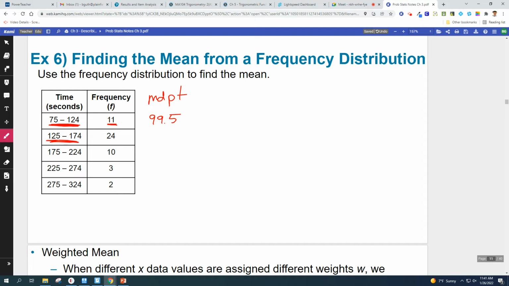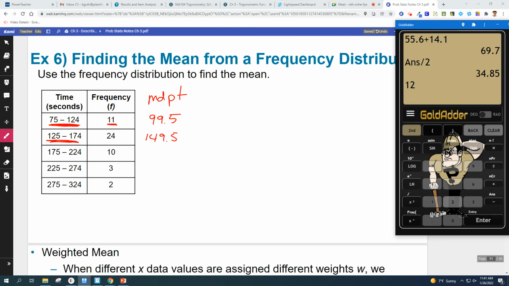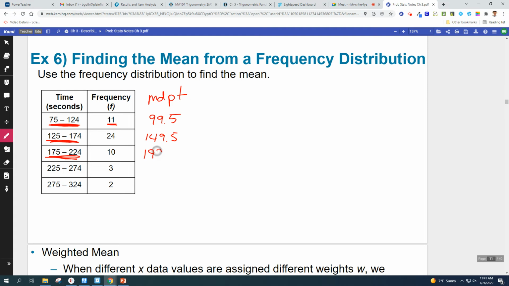The midpoint of this is 149.5. Again, if you don't understand what I'm doing, I'm just saying 125 plus 174 divided by 2. 149.5. The midpoint of this is 199.5. The midpoint of this is 249.5, and this midpoint is 299.5. So we want to find those midpoints, the middle of each of those ranges.